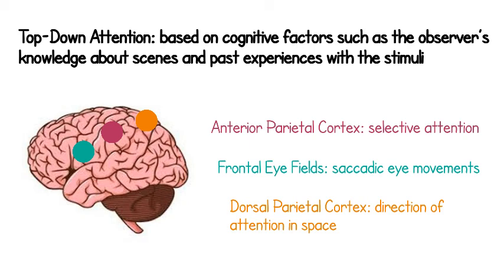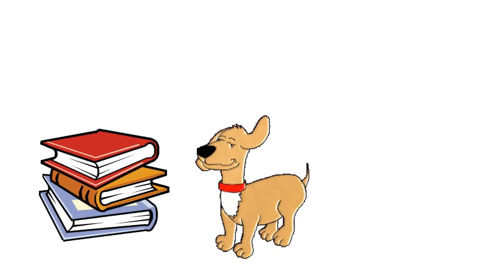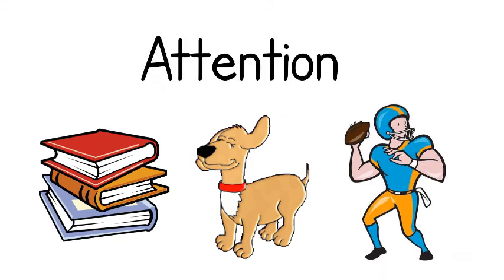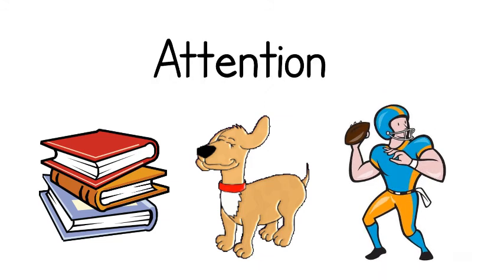Now let's think about all of this for a second. The functioning and interacting of these brain areas allows you to focus on an assignment, physically shift your focus toward a dog, and even mentally shift your focus when throwing a football. Attention is a primary step for further cognitive functioning, but that's information for another video.